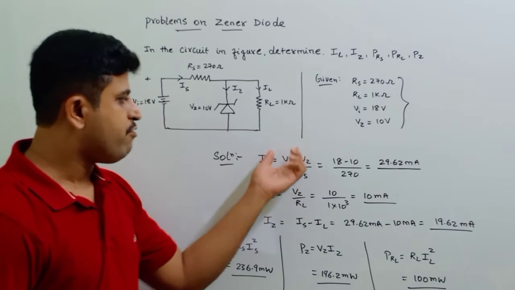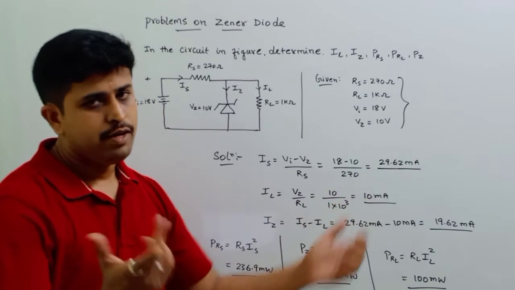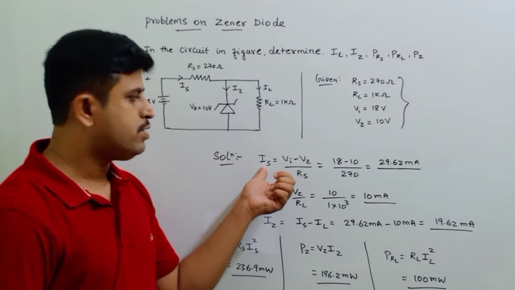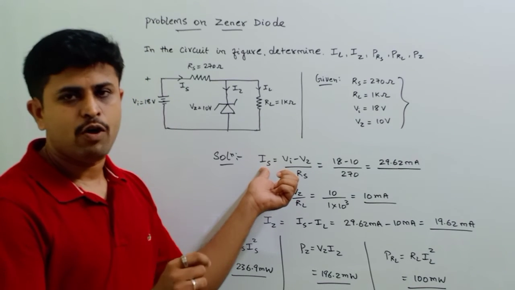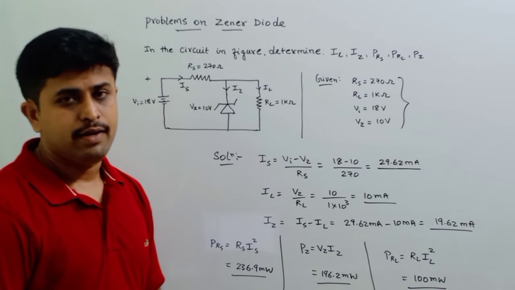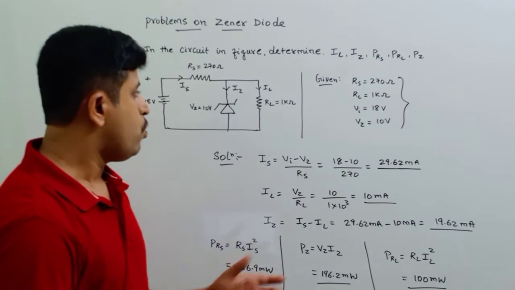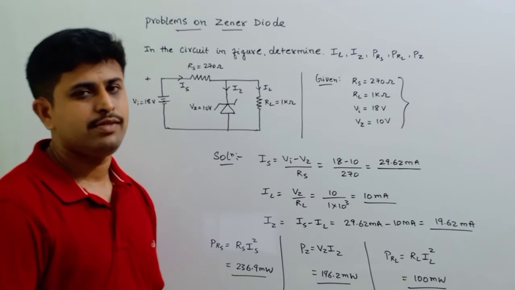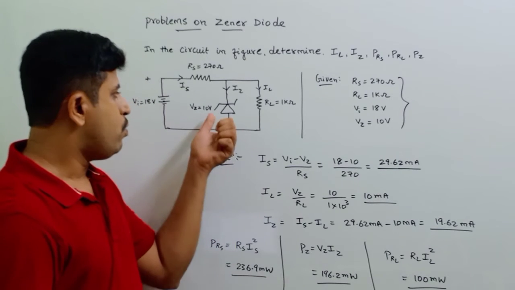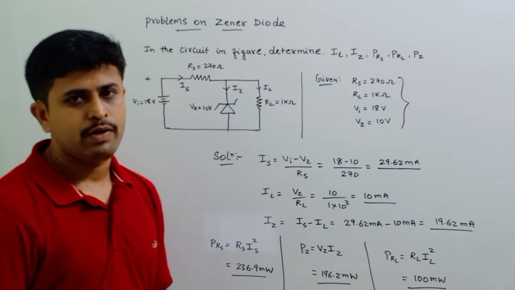By substituting the values of this, which we already know, if you substitute here and simplify, we are going to get 29.62 milliamperes. This is the current Is we got after calculating. Now similarly, we know IL, which is the load current. So I is nothing but V by R. If you know the voltage across the load and the load resistance, then we can put it here. The voltage across the load is equal to the voltage drop across the Zener diode, because this is a voltage regulator circuit.